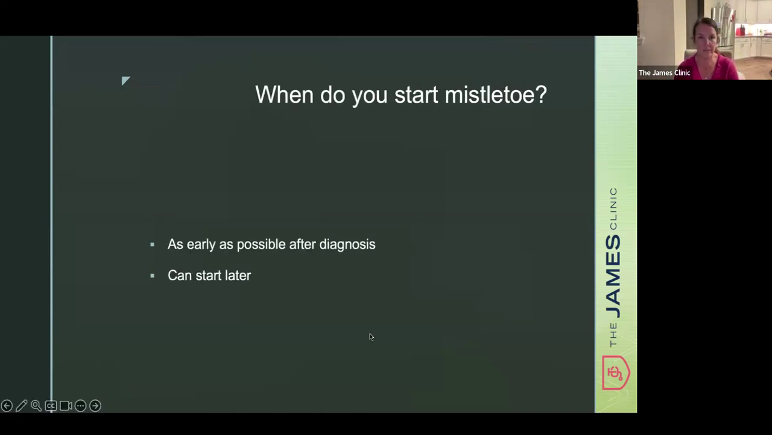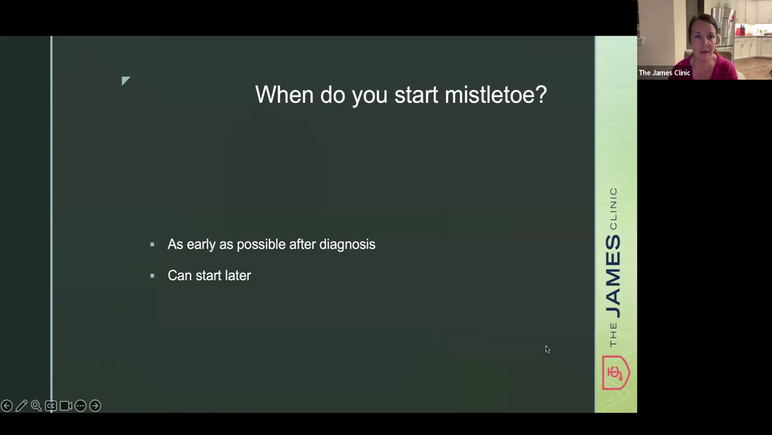All right, next slide, please. So when do you start mistletoe? This is something that you want to do as soon as you're diagnosed, and as soon as you know about it. So as early as possible in the diagnosis is where we want to start this. If someone's contemplating surgery, chemo, radiation, starting this prior to that would be beneficial in most cases.